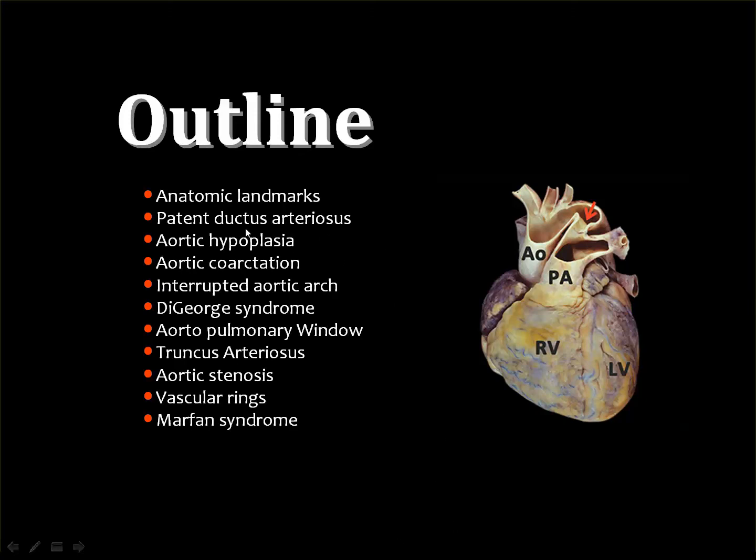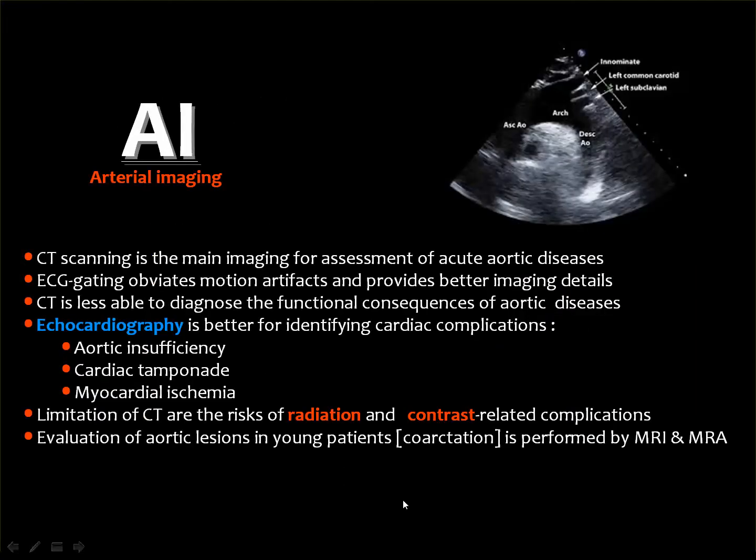These lesions will include the patent ductus arteriosus, aortic hypoplasia, coarctation of the aorta, interruption of the aortic arch, the DRE syndrome, aortopulmonary window, Truncus Arteriosus, aortic stenosis, vascular rings, and finally the Marfan syndrome. Of course, we can scan the aorta using the ultrasound and Doppler facilities, as well as the echocardiography, and of course the CT angiography and MRI as well.